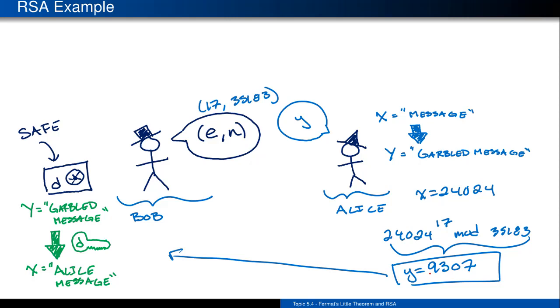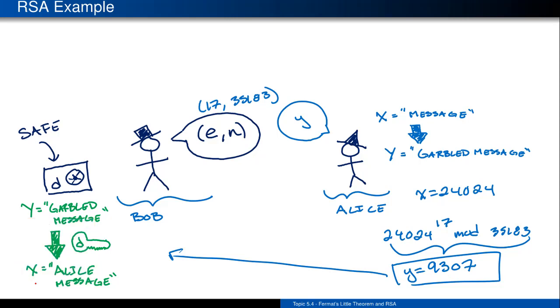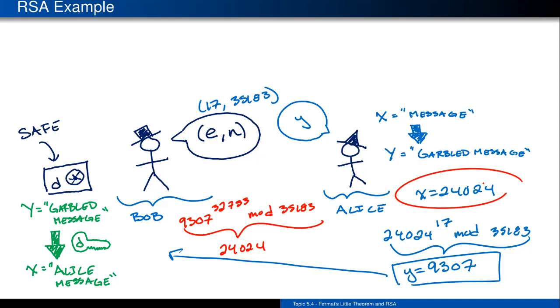So now Bob's going to take that number Y, I'm going to switch colors here, and he's going to try to decode it. If I take 9307 and raise it to this massive power, which is going to take some somewhat sophisticated computational power, you raise 9307 to the power of 32753, and reduce that number modulo 35183. What you hope to see is that it kicks out 24024, which is exactly what the original message was.